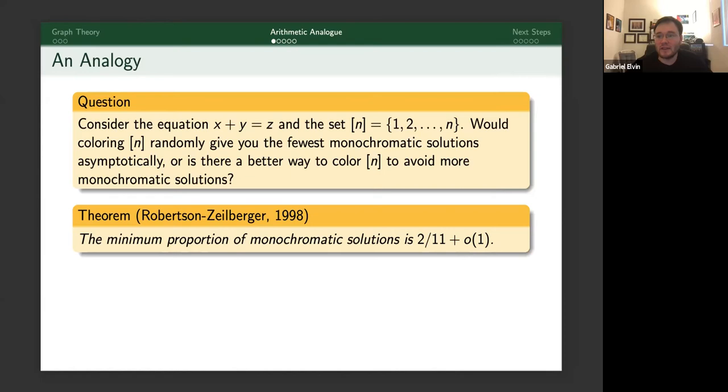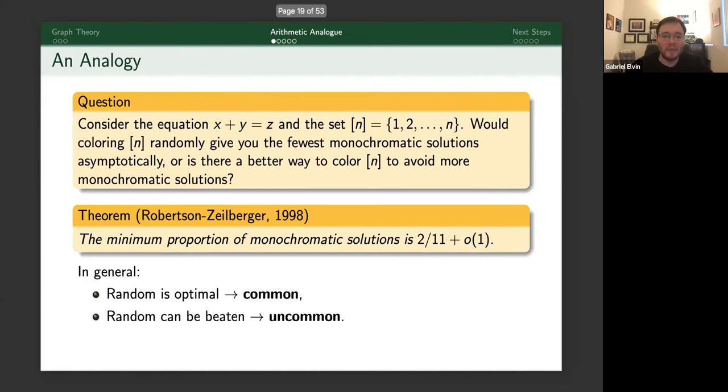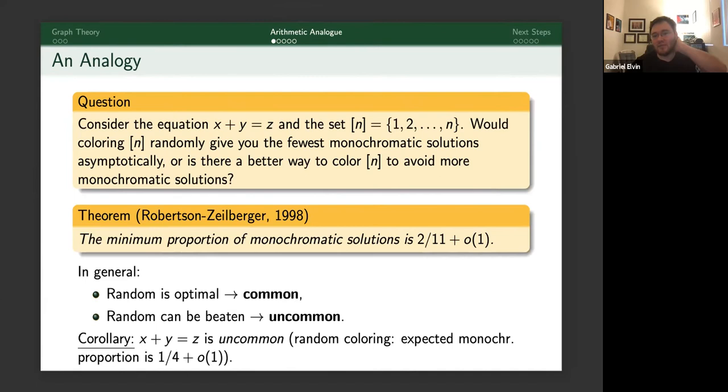And so this was done, you can tell from the timeline, a little bit later. We'll stick with the same terminology. That's what's done in the literature. If random is optimal, we'll call the equation common. And if random is unoptimal, or random can be beaten, we'll call it uncommon. And so a corollary to this theorem: they found the actual asymptotic minimum, and the immediate corollary of that is that this equation is uncommon.